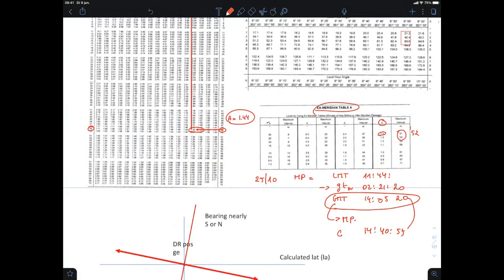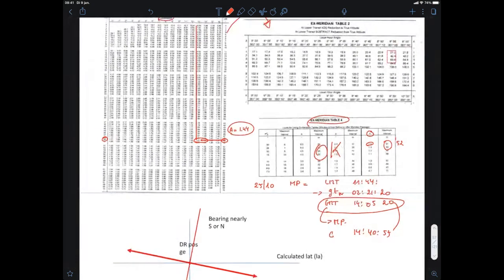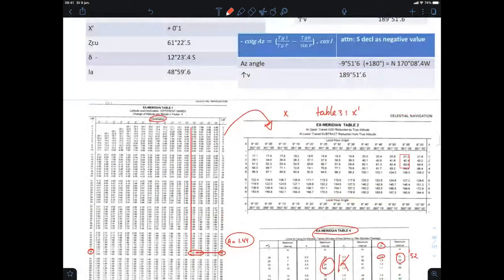So we see that we are within the limit of 52 minutes for our observation. So we say, okay, we can use the meridian passage method. So now we go to table 2 to determine our correction.